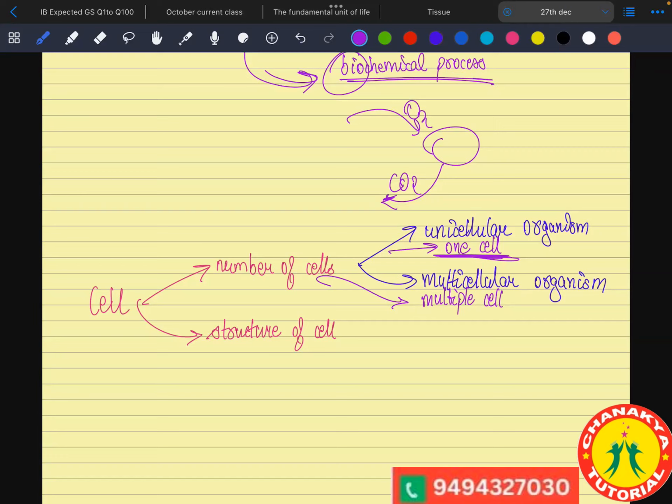Understand it like this. Cell can be used to categorize animals. And if you are talking about cell, cell can be of different kinds. It can be distinguished as prokaryotic.